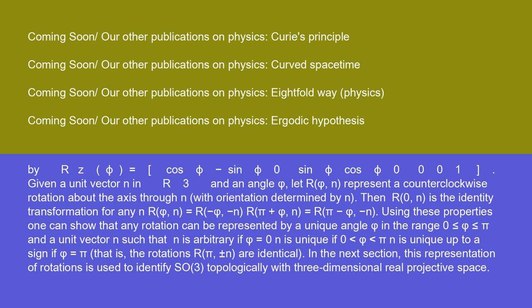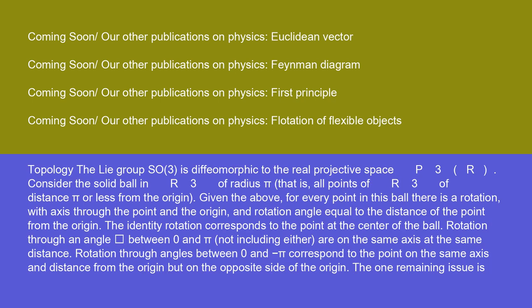In the next section, this representation of rotations is used to identify SO(3) topologically with three-dimensional real projective space. Topology: the Lie group SO(3) is diffeomorphic to the real projective space P3(R). Consider the solid ball in R3 of radius pi, that is, all points of R3 of distance pi or less from the origin. Given the above, for every point in this ball there is a rotation with axis through the point and the origin and rotation angle equal to the distance of the point from the origin.